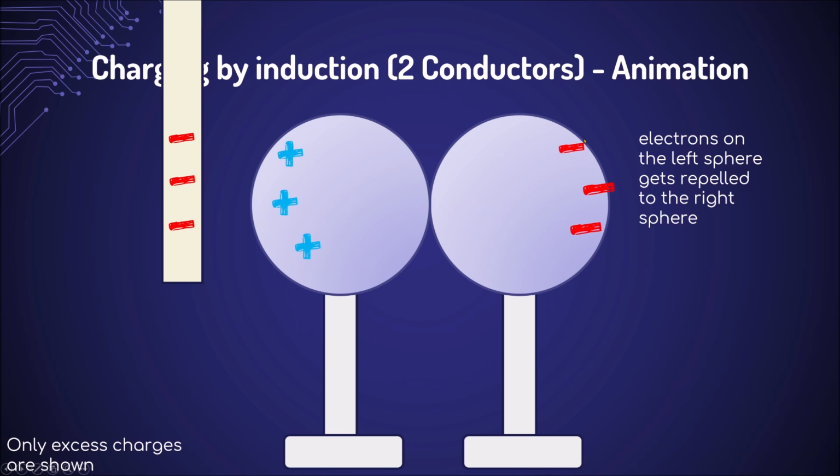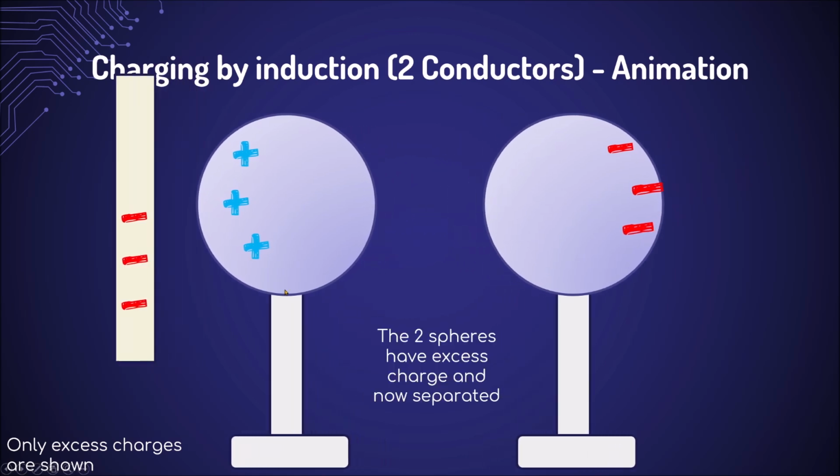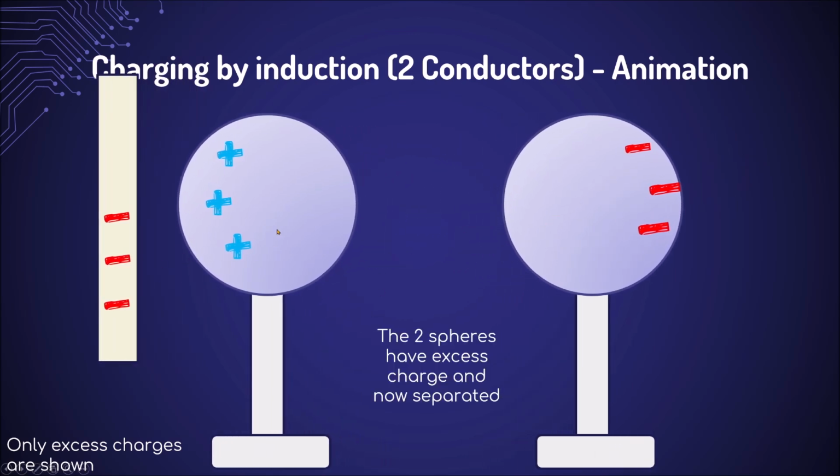More electrons will be gathered on the right side, so the right side of the right sphere is more negatively charged, and the left side of the left sphere has fewer electrons, so it is more positively charged. So to charge these two spheres up, all I have to do next is to separate them, with the rod held in place. The electrons cannot flow back. Okay, now they are separated. There's no way that these excess electrons can go back.